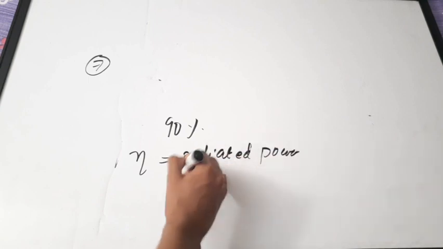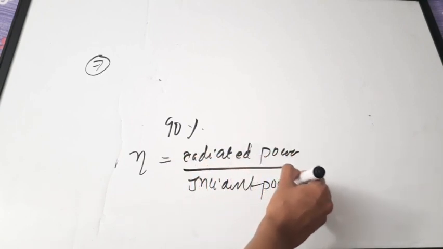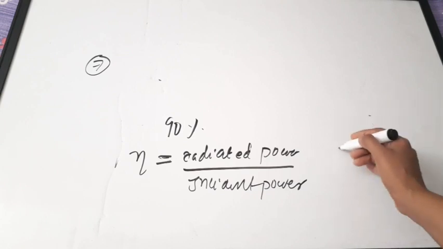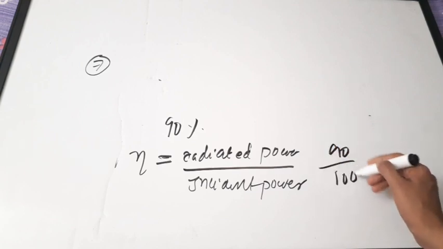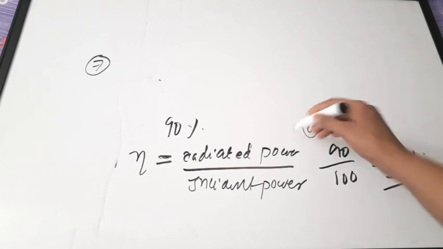Radiated power to incident power. This is the simple equation. So till now we have discussed all the other equations. The equation in terms of gain also we have discussed. The equation in terms of the resistance we have discussed. This is nothing but the equation in terms of the power, radiated power to input power. That is eta, and the answer coming will be 90 by 100, or it is 90%. In percentage if you write, it is 90%. Correct answer is option C.